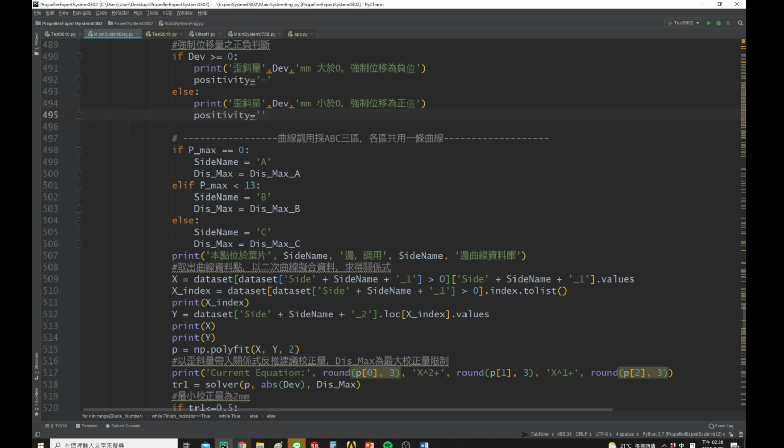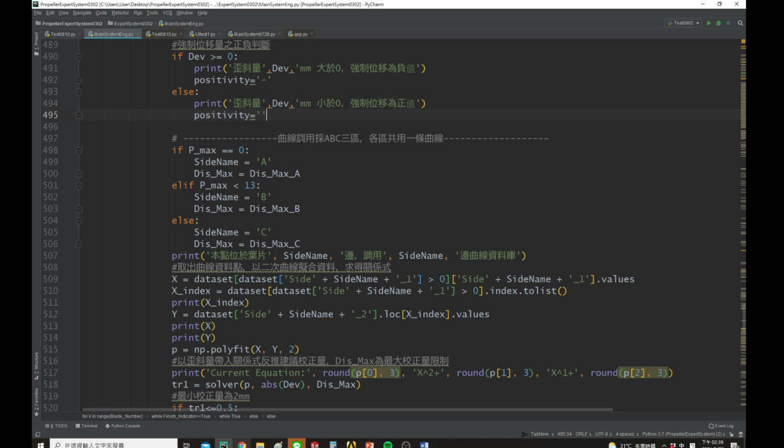And then we need to use the curve to calculate the displacement. So the first thing we need to do is to define which side the point is in. For example, point 3 is in side B, right?